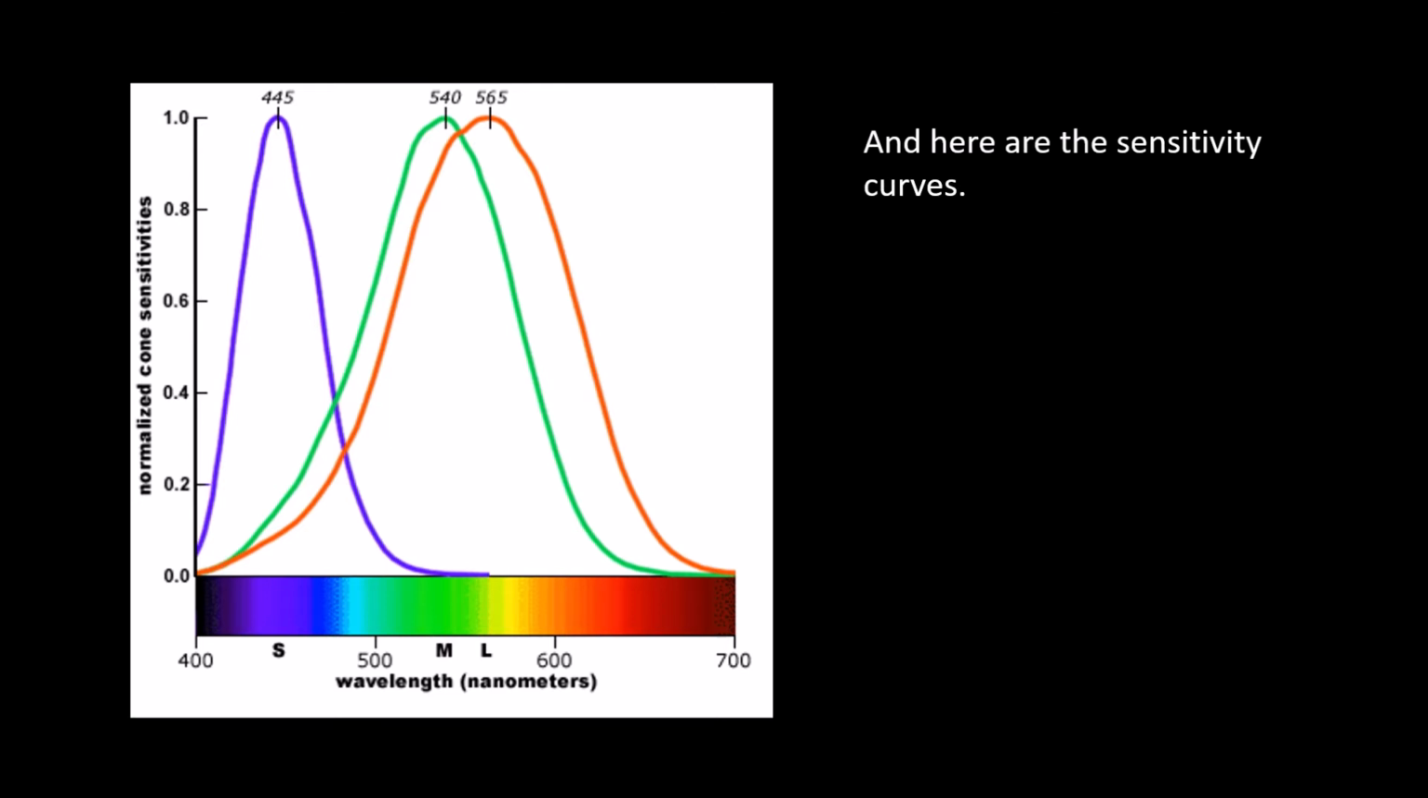And that's what our brain is told, that we're getting a big signal from one receptor, not much from the other two, and it interprets that as that sort of violet colour that we get at that end of the spectrum.